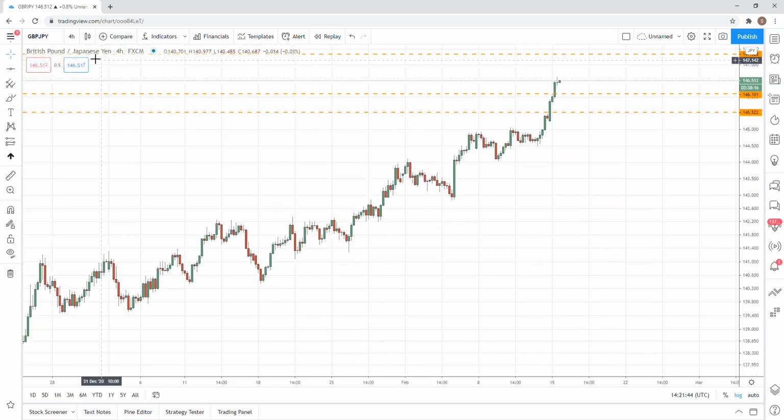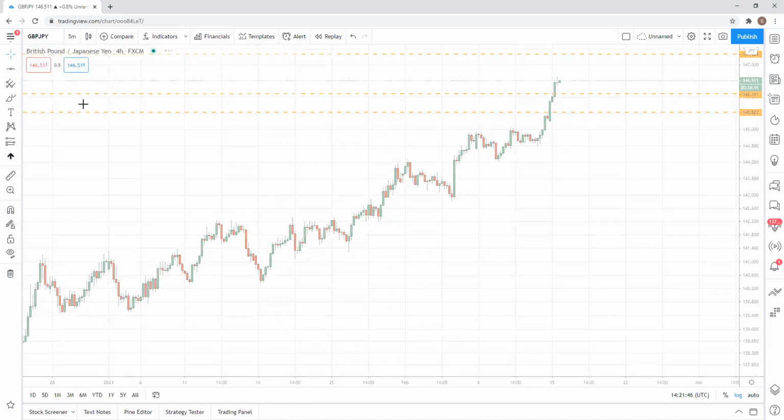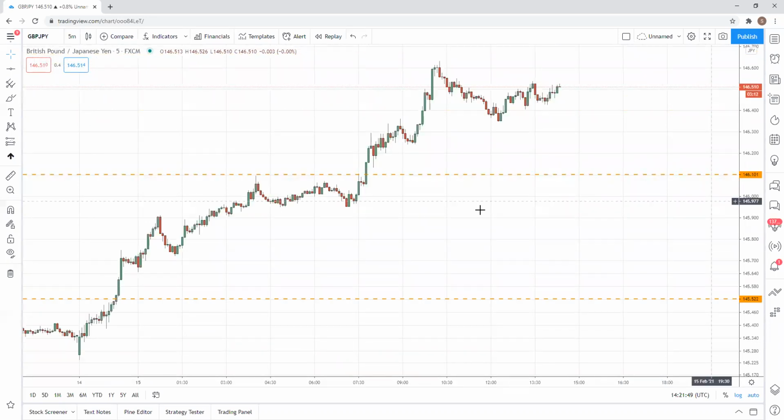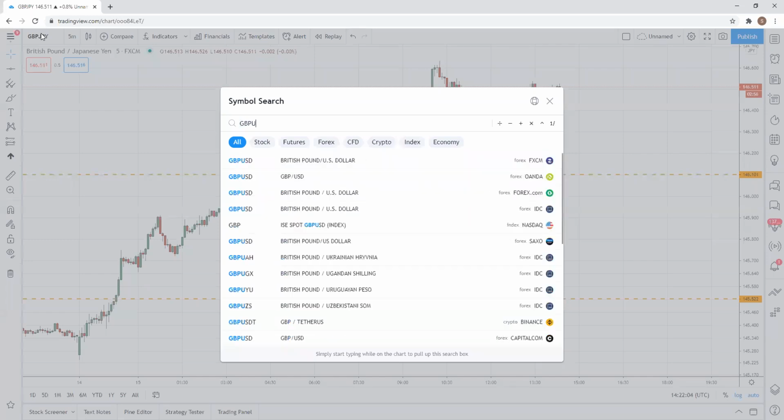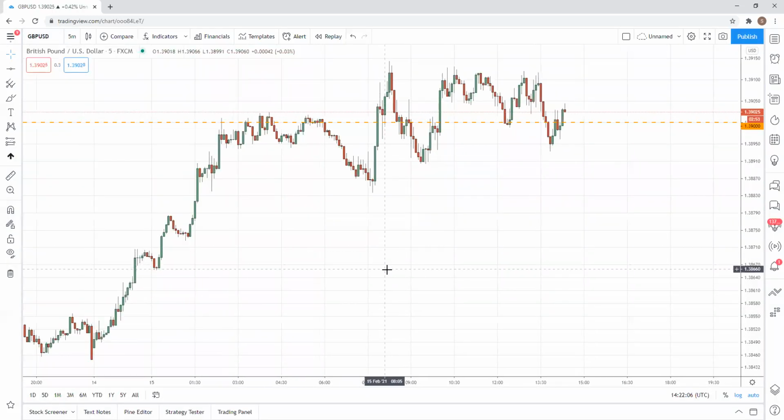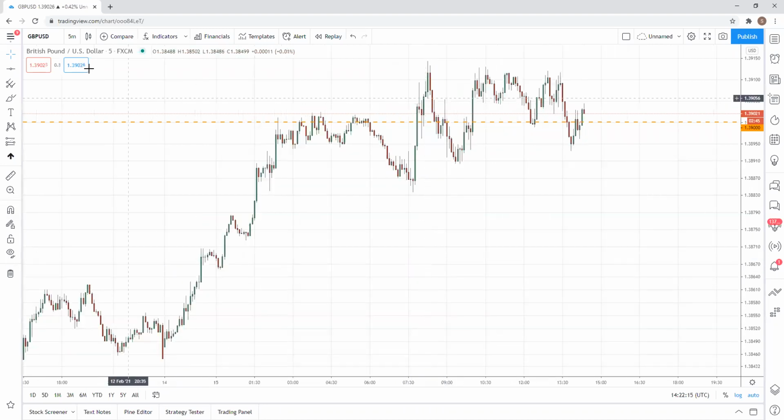Okay, so that's for the pound against the yen. This is the 5-minute chart. I don't think we will have a different conclusion. We just saw it, and it's the same situation. Do you think the pound against the dollar is clearer? Let's take a look. I'll stay with this one, but I'm not sure. Let's take a look.